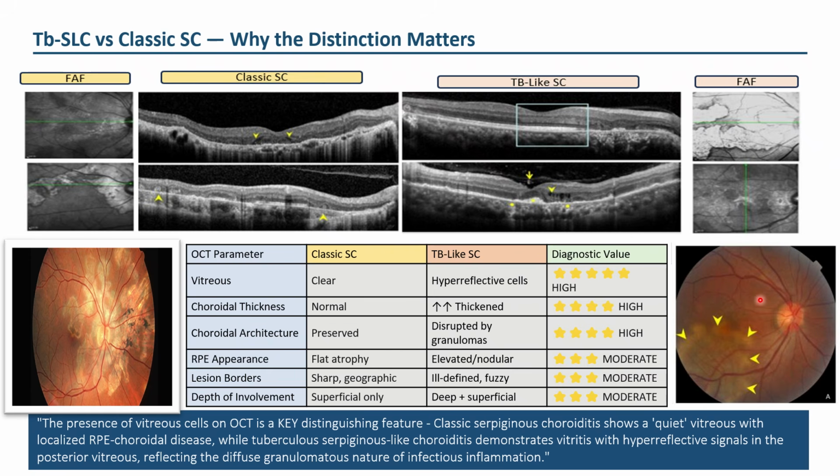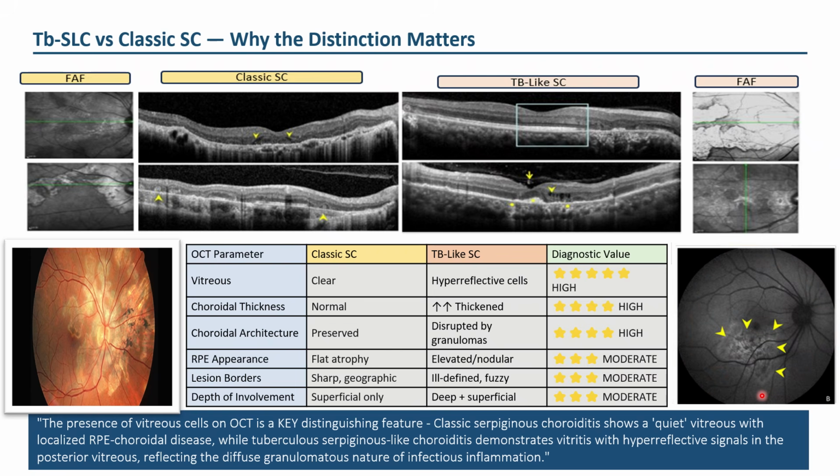In the tuberculous type, it is usually unilateral, or you find multifocal spots, but usually one eye is involved, with ill-defined borders, which are the active borders. And when you do fundus autofluorescence, you see brightness suggestive of activity. This brightness here suggests active choroiditis. Once the choroiditis has healed, you will not see this autofluorescence.